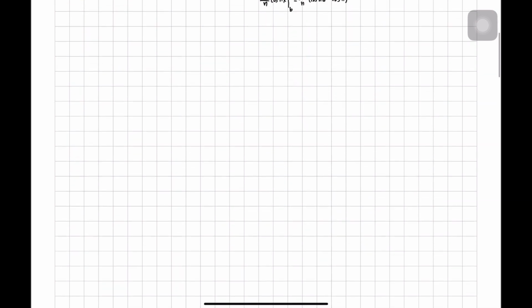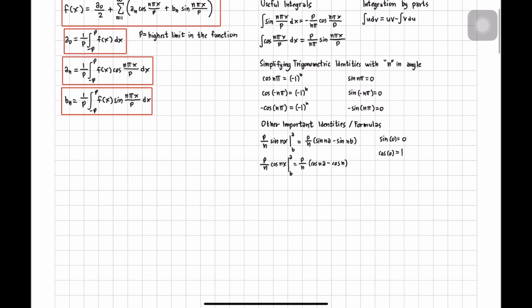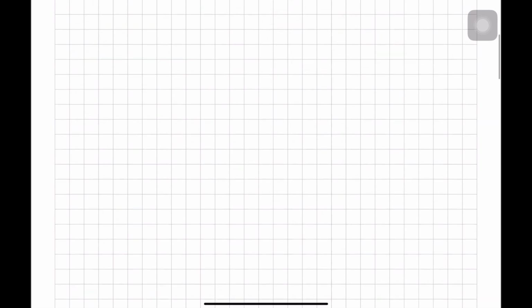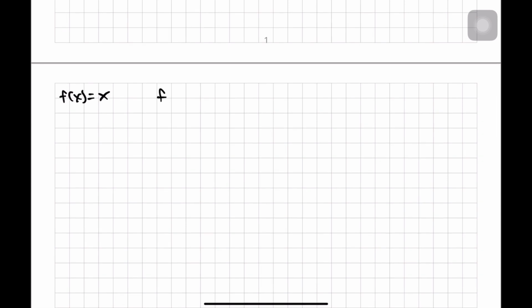Okay, so let's say we're going to find the Fourier series of a function f of x is equal to x, right? So we need to transform this into its Fourier series. Let's start simple, but the solving is not really that simple. So first things first, let's write the formula of the Fourier transformation.